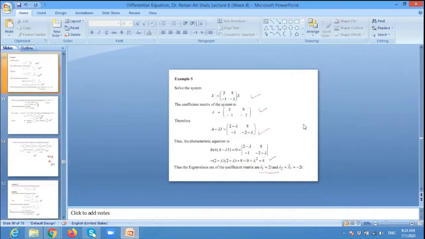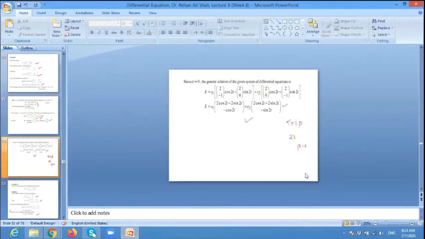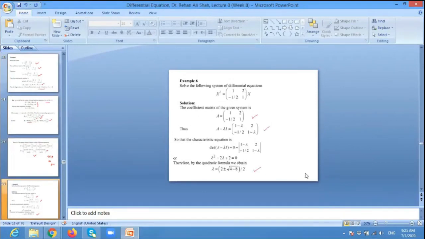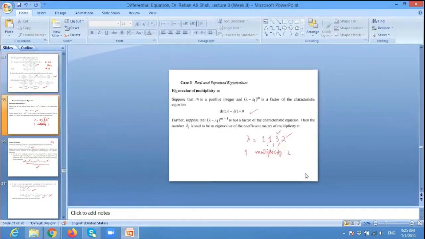So this is another example, example 5. Again the same, lambda 1 is 2 iota and lambda 2 is minus 2 iota. So again the same procedure. This is example 6. Again the eigenvalues are 1 plus iota, 1 minus iota. So if you continue the process, you will get the solution.